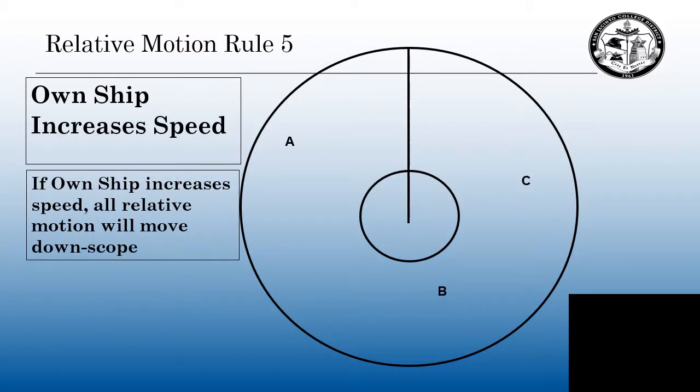Relative motion rule number four, ownship increases speed. If ownship increases speed, all relative motion will move down scope. These are relative trails. Contact A is moving down the scope. If we speed up, it's going to appear that it also moves down the scope. Contact B is moving up the scope. If we increase speed, it'll appear that it turns down the scope. Contact C is also moving up the scope. If we increase speed, it will appear that it turns down the scope.